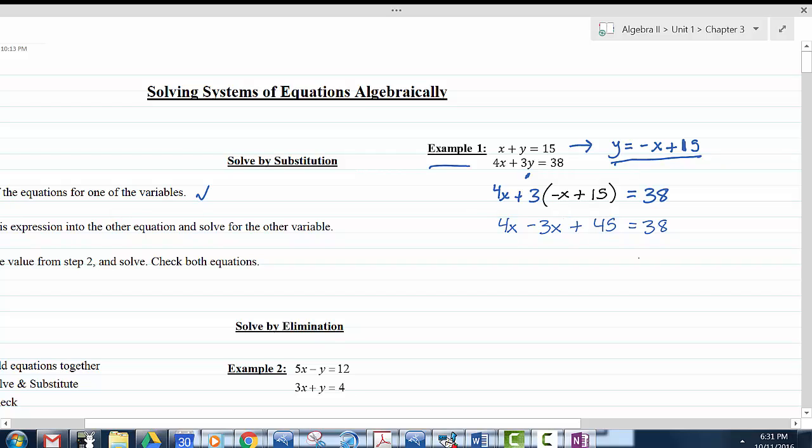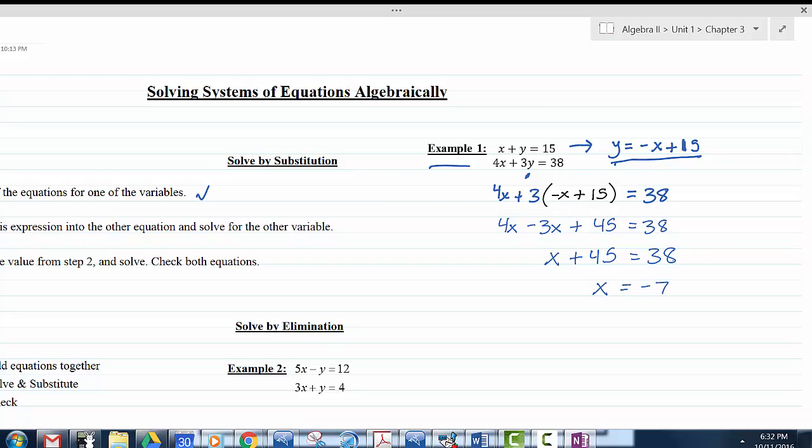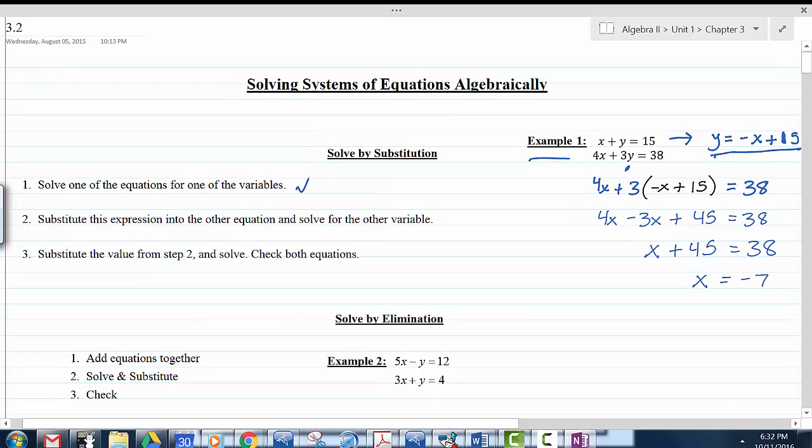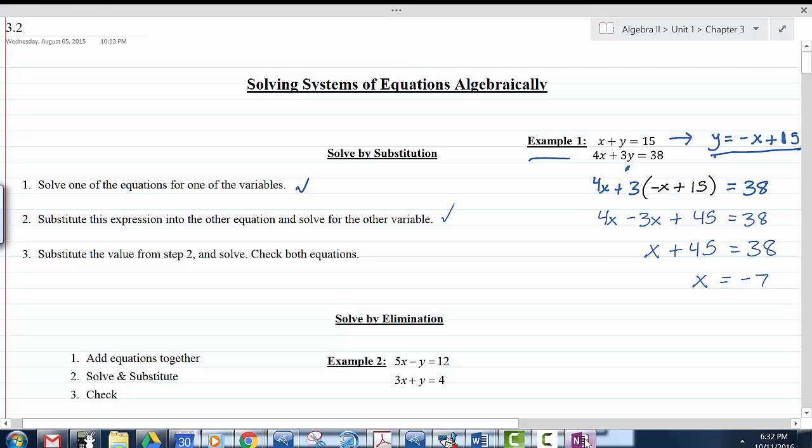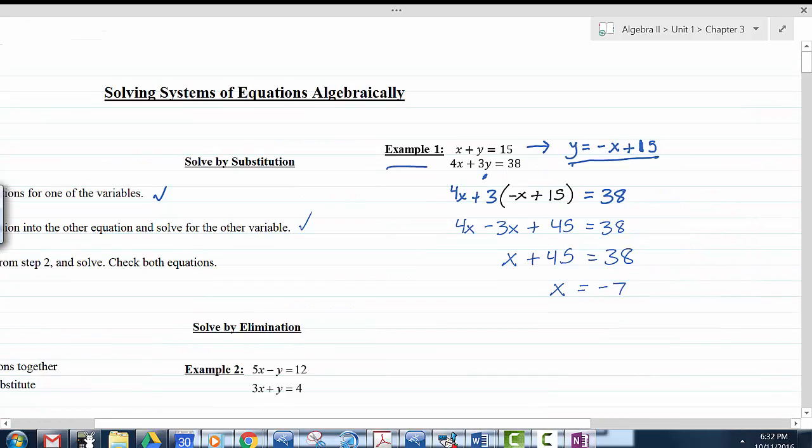4x minus 3x plus 45 equals 38. x plus 45 equals 38. x equals negative 7. Now mind you, we're not done. We only have one part of the solution. We only have the x value. So step 2 is done. Step 3, substitute the value from step 2 and solve.